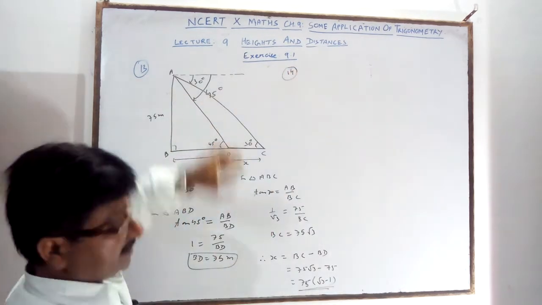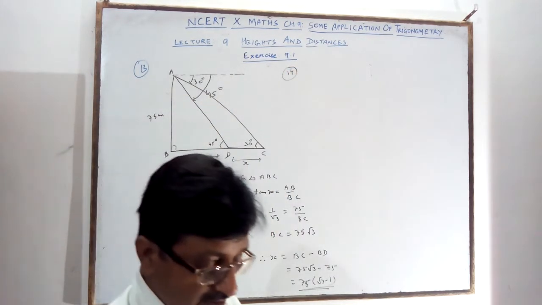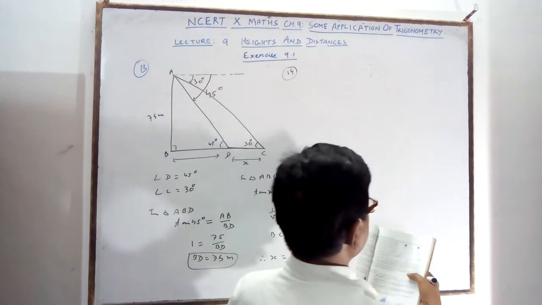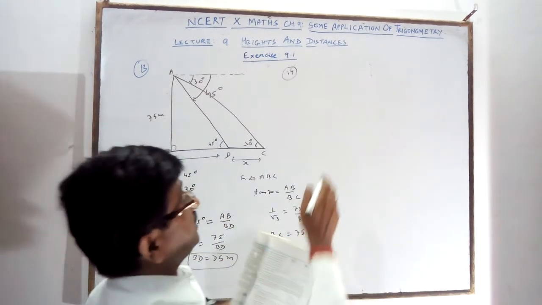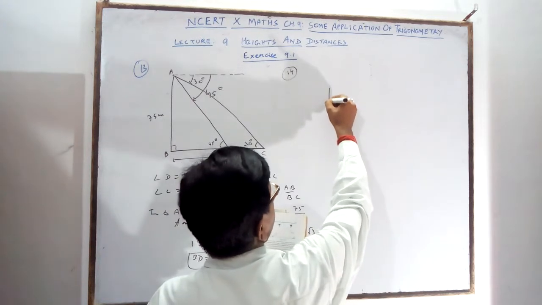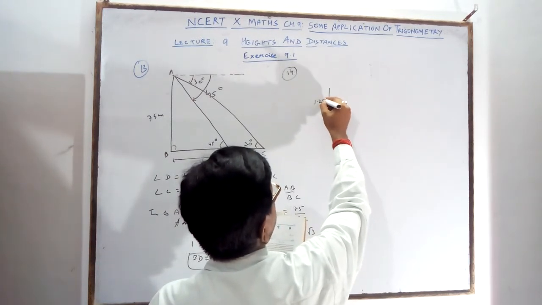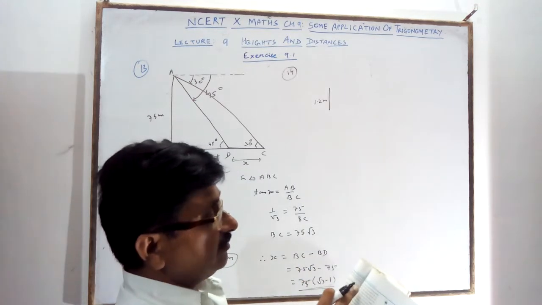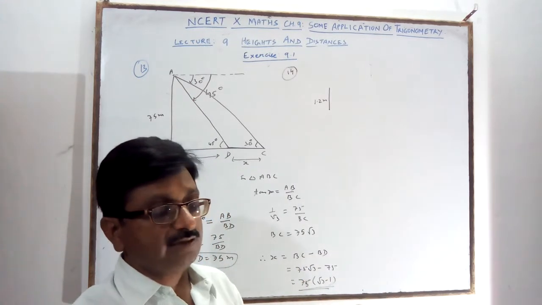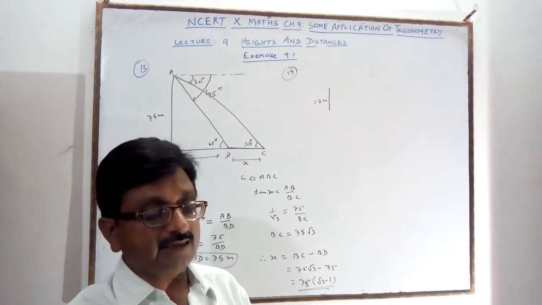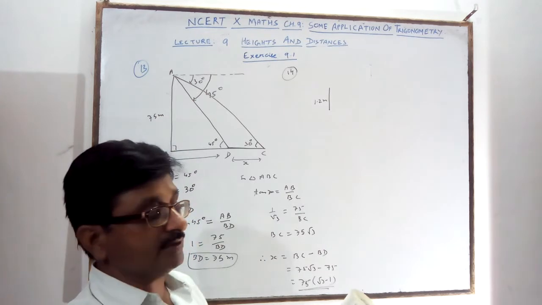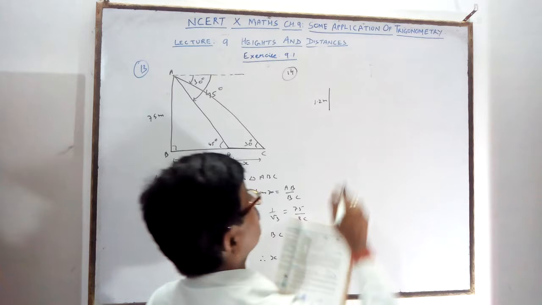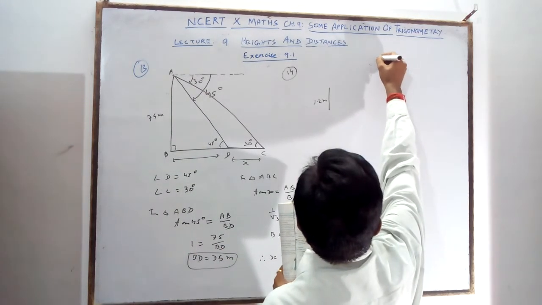Question number 14 is given for the balloon. It is a question of a balloon. A 1.2 meter tall girl is seeing a balloon moving with the wind in a horizontal line at a height of 88.2 meters from the ground. A balloon is here.